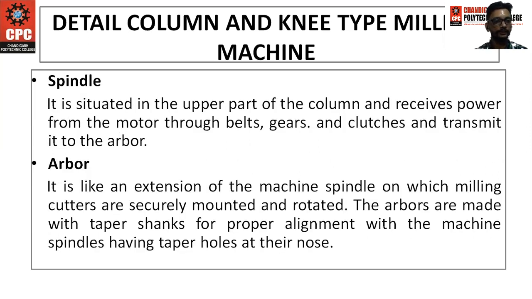In this slide, spindle and arbor. Spindle, it is situated in the upper part of the column and receives power from the motor through belts, gears, and clutches and transmits it to the arbor. The arbor is like an extension of the machine spindle on which milling cutters are securely mounted and rotated. The arbors are made with taper shank for proper alignment with the machine spindles, having taper holes at their nose.